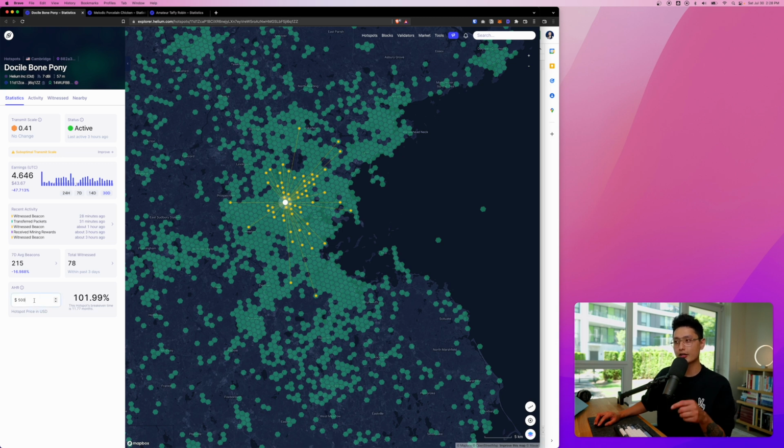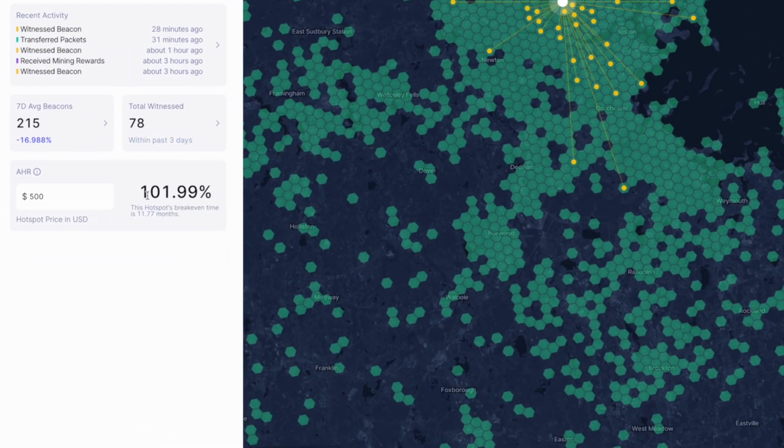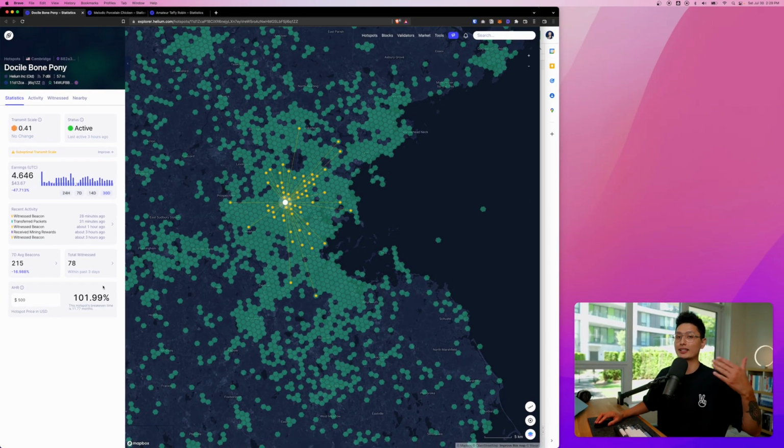And then if I set this miner at this exact location to earn how much he's earning, then it takes me around 1 year, which is 11.77 months to break even. So make my initial back, right? Whatever you earn from there is going to be all profit.